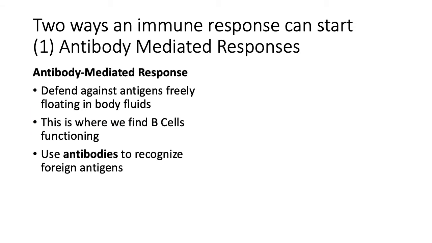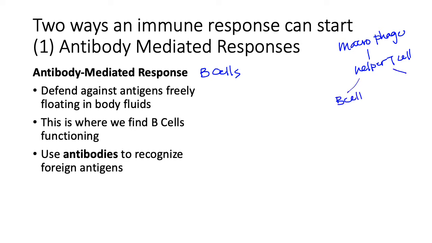So the first type of immune response that we can get is, and this is specifically going to be carried out by B cells. So we have kind of this game of telephone. We have our macrophage that's now told a helper T cell that has now told a B cell. And we have kind of another branch here that we can talk about in a moment.